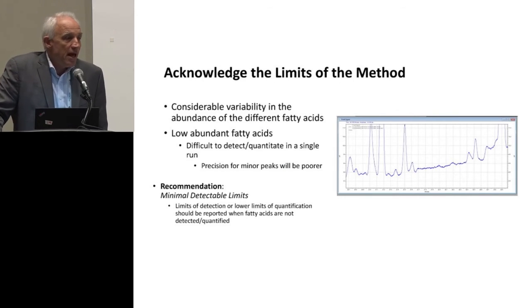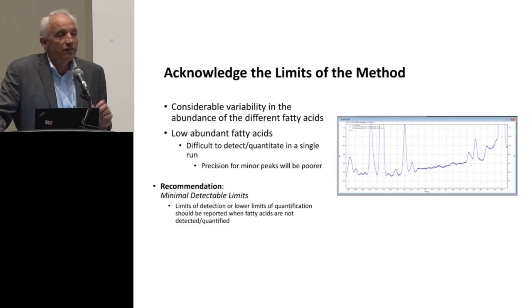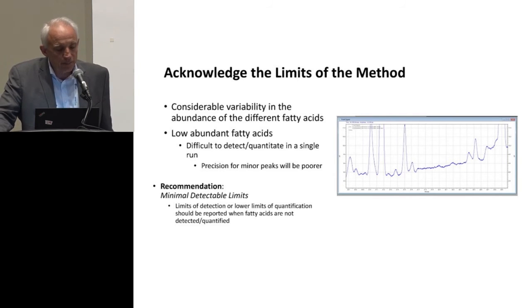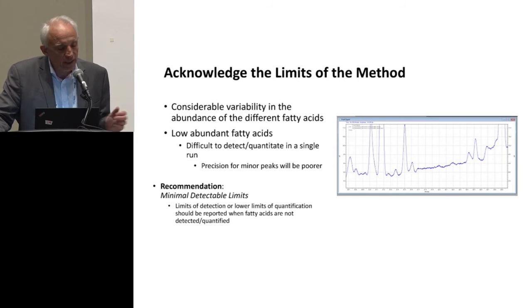Acknowledging the limits of your method. This is really around the fact that you have so much variability in the size of peaks. So particularly for some of the polyenoic peaks and some of the monoenes, the levels are extremely small. So what is your limit of detection is really what this section is about.